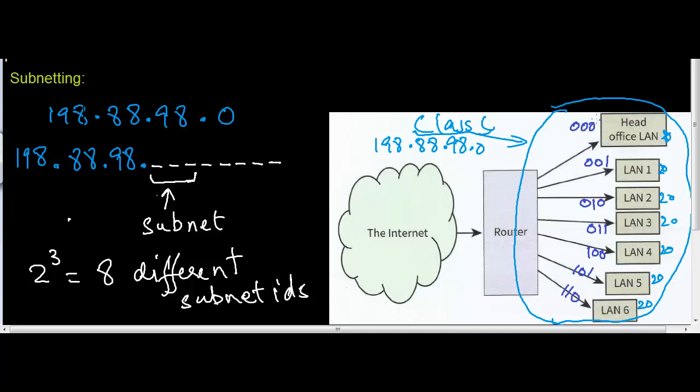As you can see in this diagram, our head office has the subnet ID 000. LAN 1 will have the subnet ID 001. LAN 2 will have the subnet ID 010. LAN 3 will have the subnet ID 011. LAN 4 will have the subnet ID 100. LAN 5 will have the subnet ID 101, and LAN 6 will have the subnet ID 110. So each one of these LANs has a separate unique subnet ID.